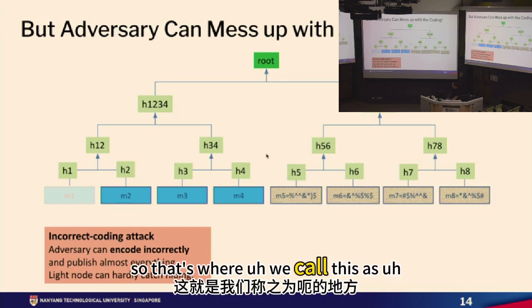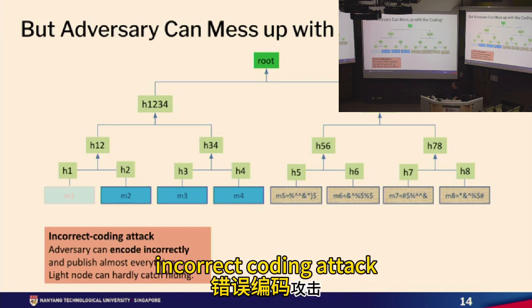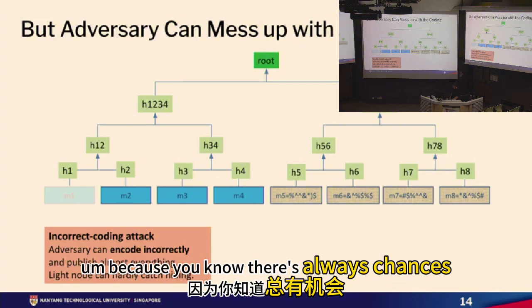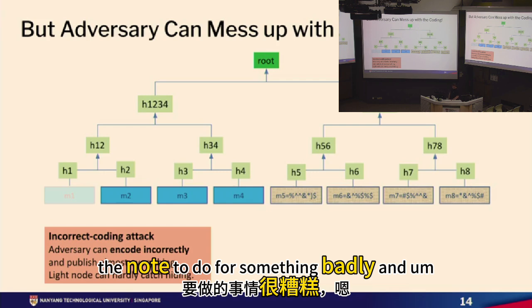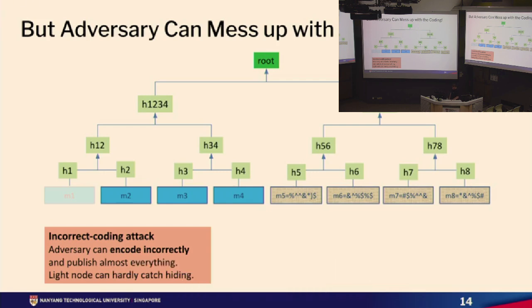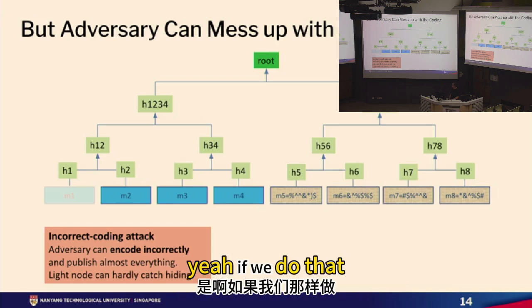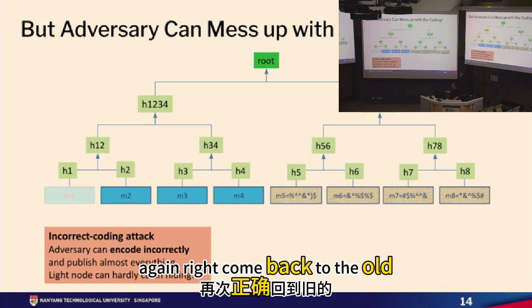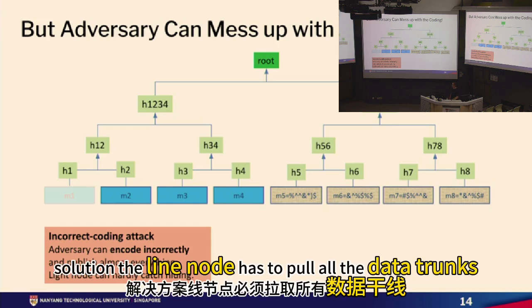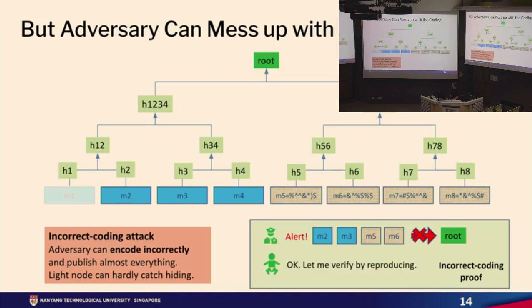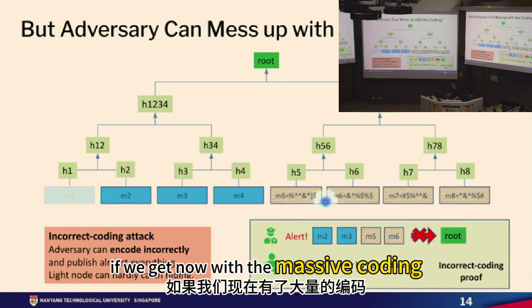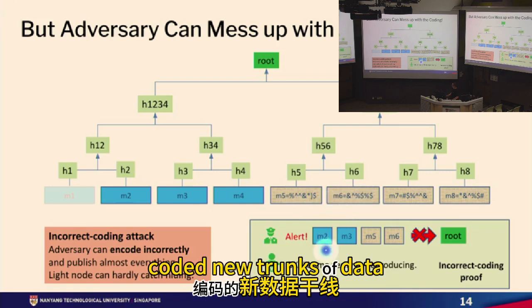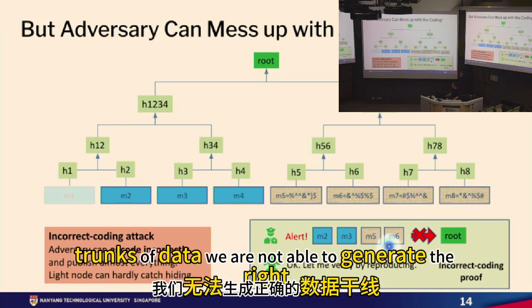So that's what we call an incorrect coding attack, because there's always a chance for the validators or the node to do something badly. If that happens, we come back to the old solution. The light node has to pull all the data chunks to validate. To illustrate further, if we now get the messy coded new chunks of data, even if we get all these 4 chunks of data, we are not able to generate the right root state.